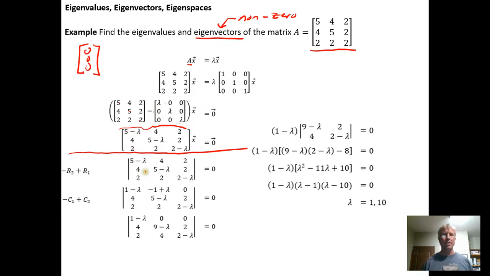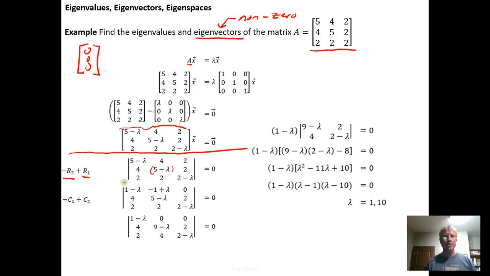So here what I noticed is that if I took the opposite of row 2 and added it to row 1, I could get a 0 in this position, because the opposite of 2 is negative 2, plus 2 is 0. The opposite of 5 minus lambda would be negative 5 plus 4, which is negative 1, and the opposite of the negative would give me a plus lambda sitting there. And then negative 4 plus 5 is 1, so I wind up with 1 minus lambda. That introduces a 0 into this position.